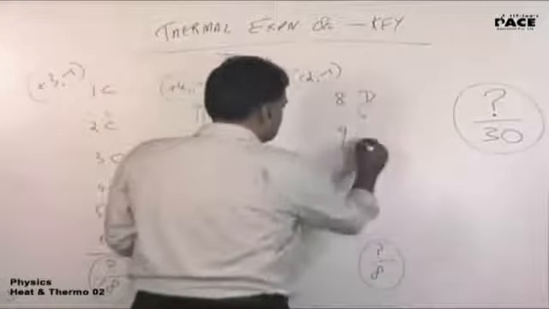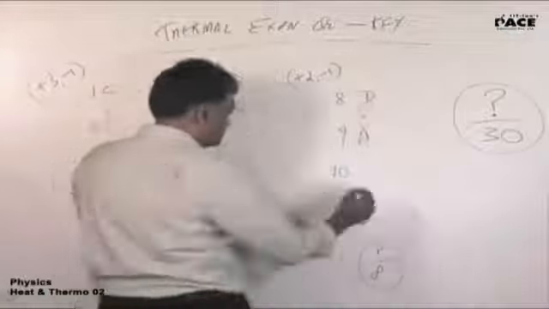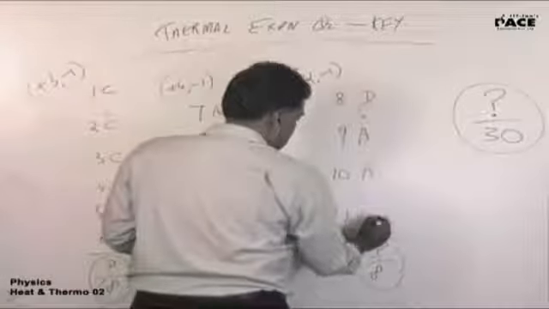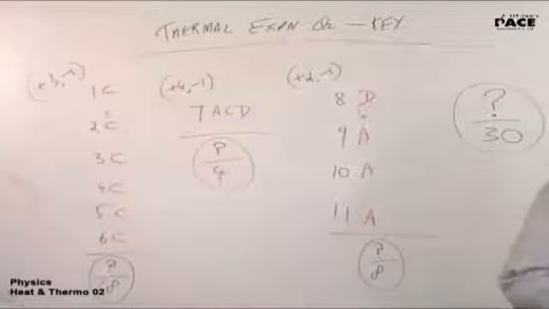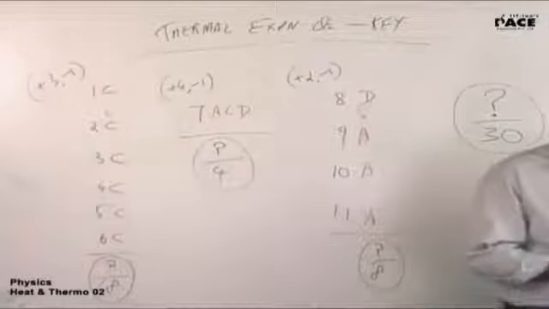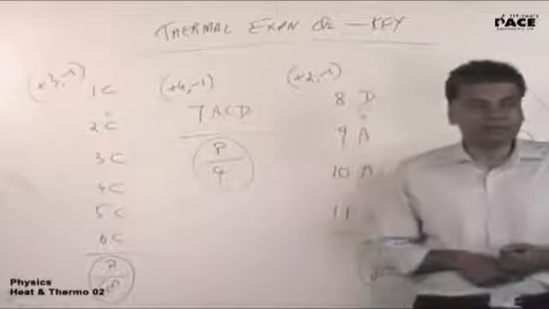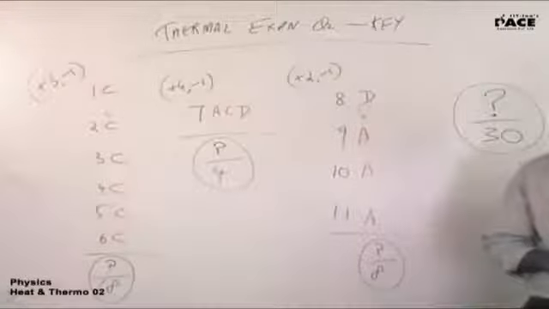9th one, A. 10th one, A. 11th one, A. Find your score according to that. Plus 3 minus 1 for the first 6 ones. Then plus 4 minus 1, and then plus 2 minus 1.